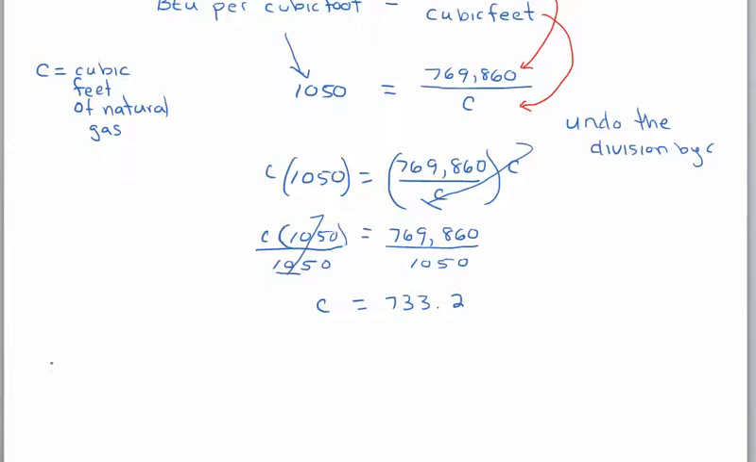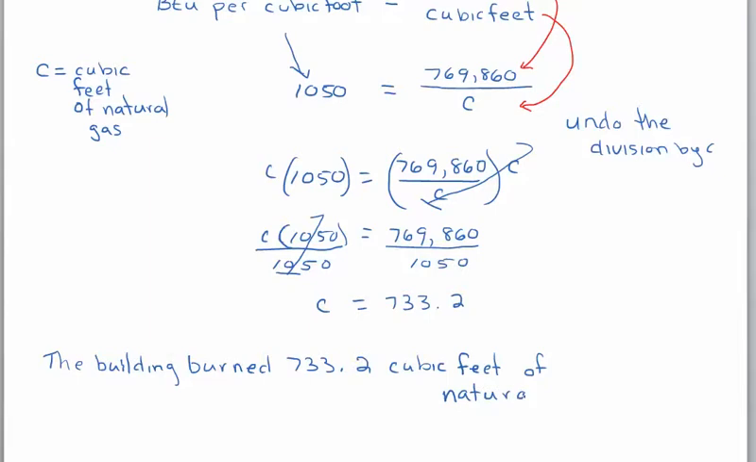What do we know? The building burned 733.2 cubic feet, because those are the units on C, of natural gas. So there you go. When you see the word per, the units before the word per describe the numerator, the units after the word per describe the denominator.